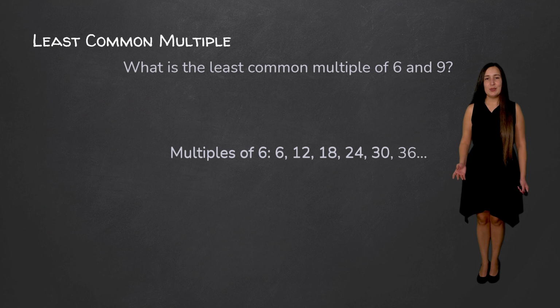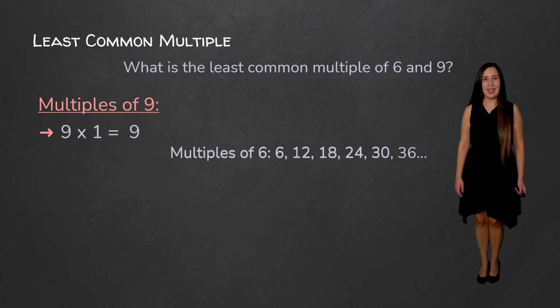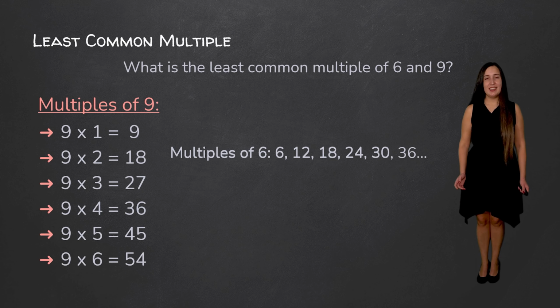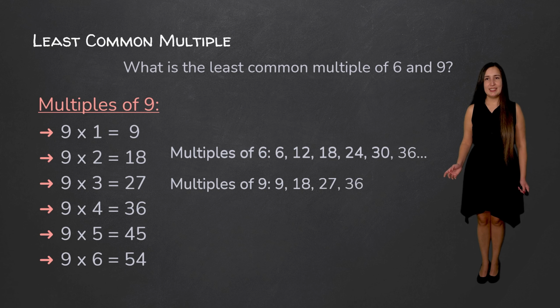Alright? So now let's do our multiples of 9. 9 times 1 is 9, 9 times 2 is 18, 9 times 3 is 27, 9 times 4 is 36, 9 times 5 is 45, and 9 times 6 is 54. So our multiples of 9 include 9, 18, 27, 36, 45, and 54.